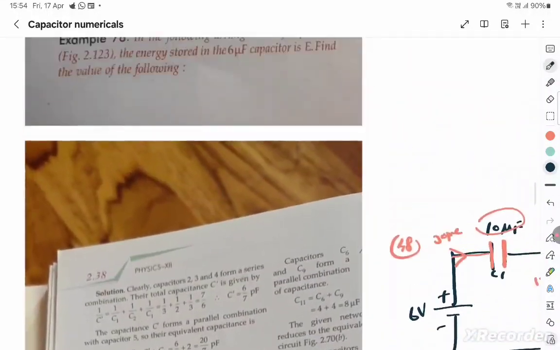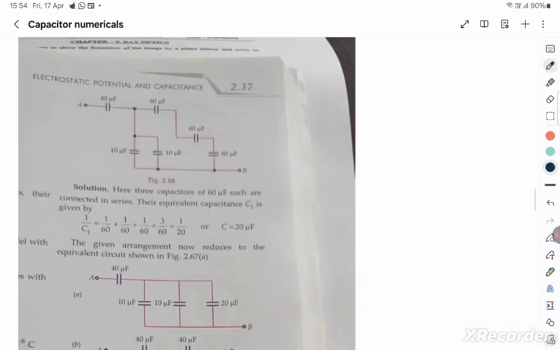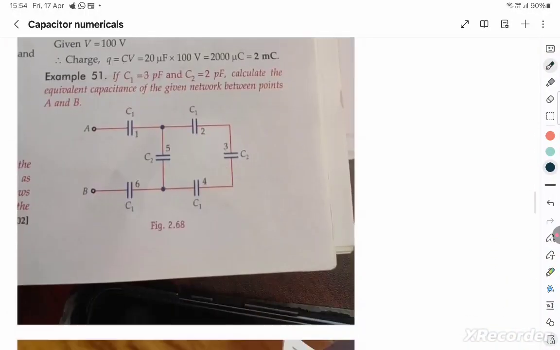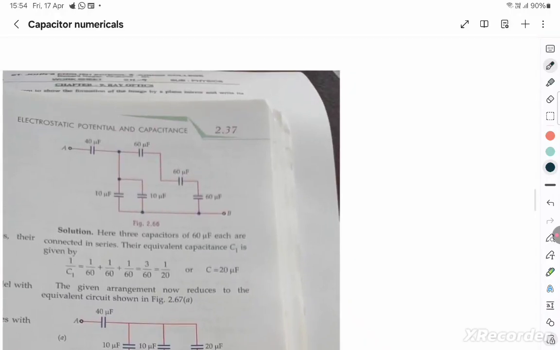So then there is a 52nd question. Where is the 50th question? Again, the 50th question is missing, but this is the 50th question.